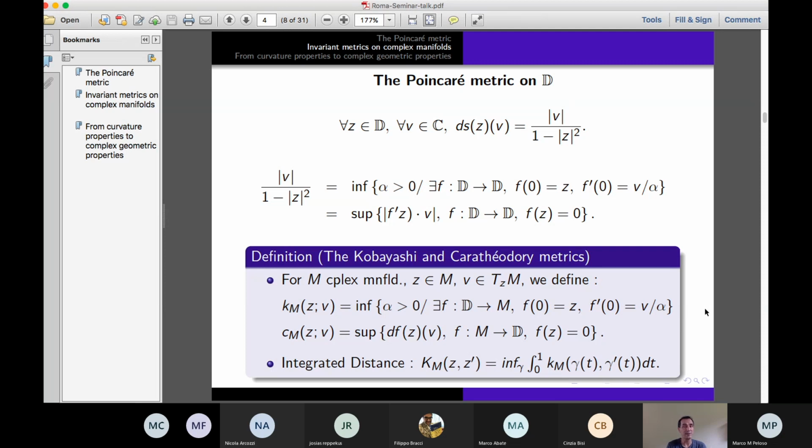So you consider two points z and z prime in a complex manifold M, and you consider all the C1 curves, let's say piecewise C1 curves, joining z to z prime. You consider the Kobayashi pseudometric at the point gamma of t and evaluate the size of gamma prime of t, you integrate it, and you take the infimum over all the curves. And it gives you the Kobayashi distance. You can do the same with the Carathéodory metric, and you get a Carathéodory distance.